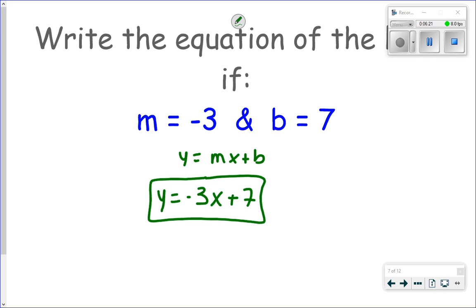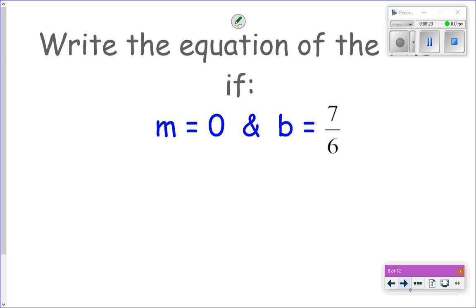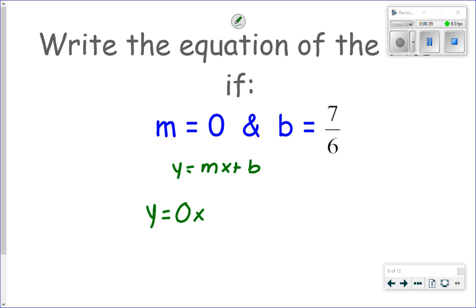Just plugging in. Next example, I have m equals 0 and b equals 7/6. So again, I'm going to write out slope-intercept form. The more times you write it out, the faster you'll have it memorized. Okay, so my answer is y equals, m is 0, 0x, and then b is 7/6, plus 7/6.